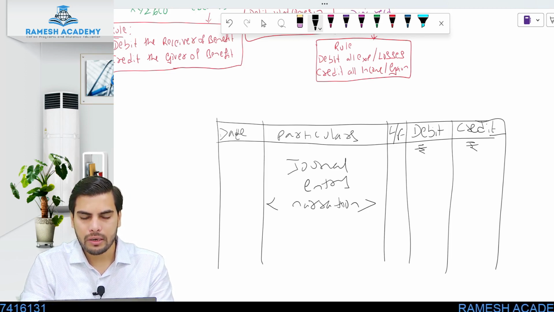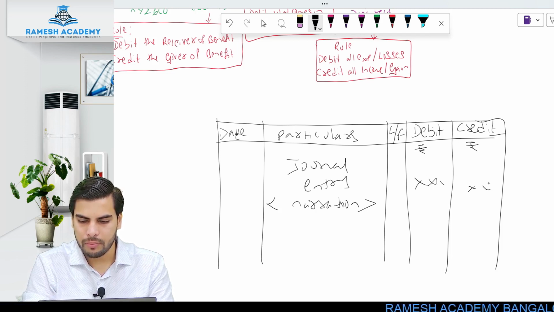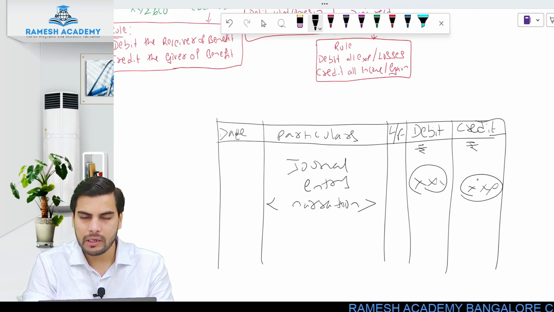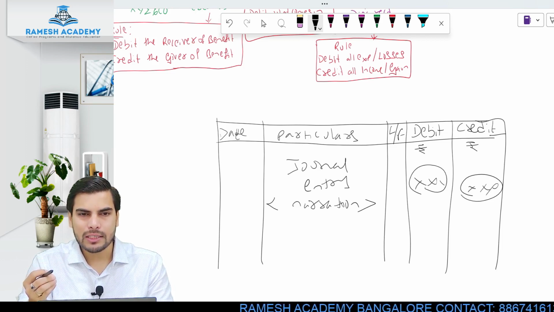Clear? So below the journal entry we will be writing the narration, and whatever the amount is will be written over here. The debit amount and credit amount should match. That is what the double entry system is. Now what is this ledger folio? It is just as good as a reference number.